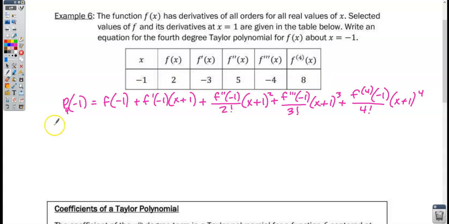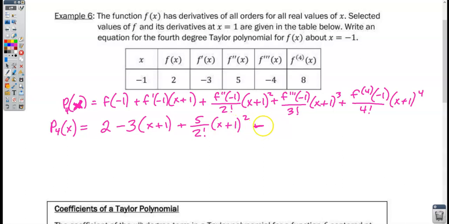So our fourth order polynomial, centered about x equals -1, is going to be, let's see, f of -1 is 2, f prime of -1 is -3, so that's going to be -3 times the quantity x plus 1, plus f double prime at that value, plus f triple prime at that value, plus f quadruple prime at that value.